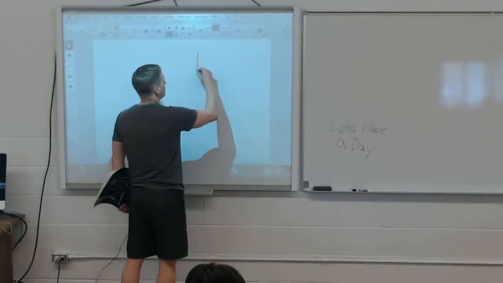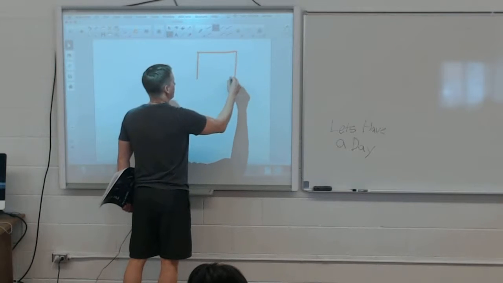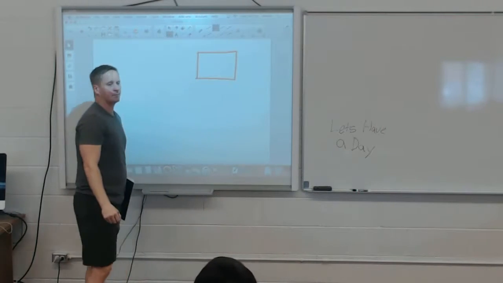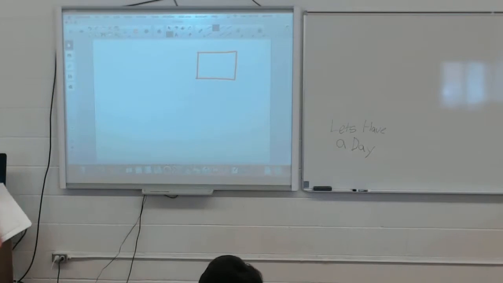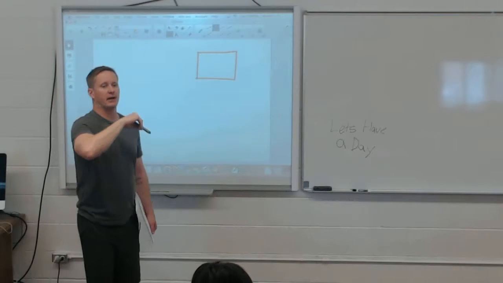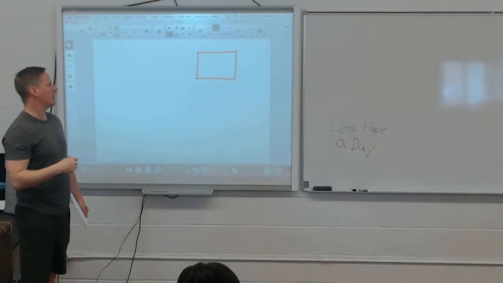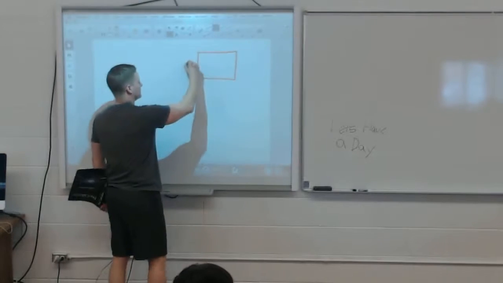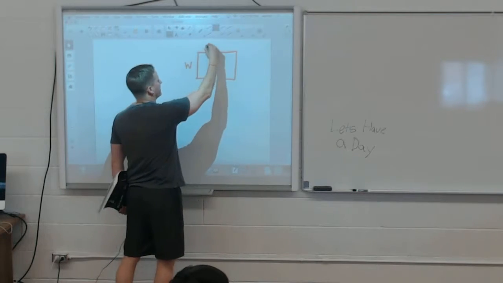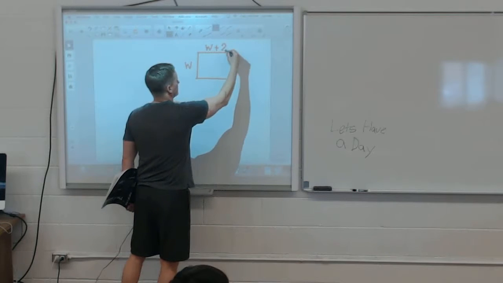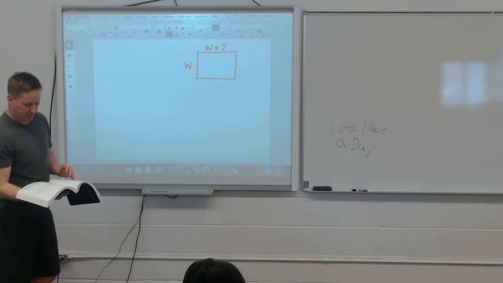Okay, so for all of these questions, it's going to be pretty important for you to sketch a diagram. We're going to get into questions in which we have to find the insides of circles and insides of rectangles. So you've got to do your best to draw it out and see. So if my width is W, my length is W plus 2. Okay, that's pretty straightforward.